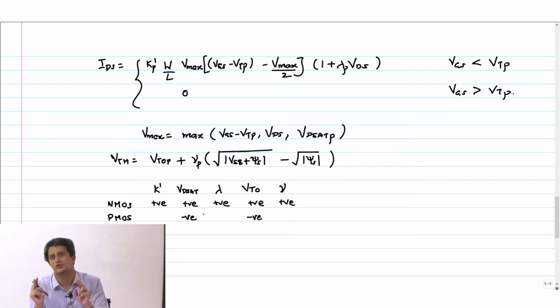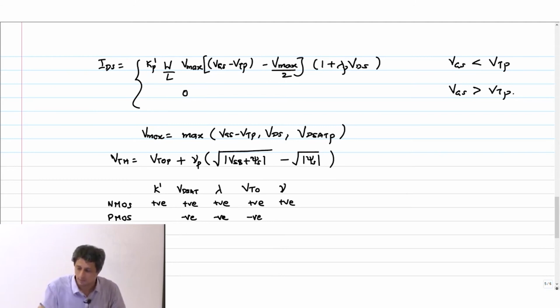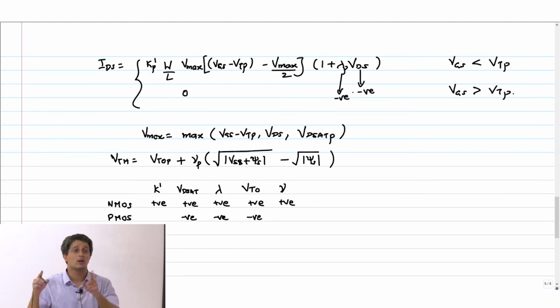Remember, this is just a convention. The drain source voltage has to be negative, only then you can have a current. And therefore, lambda also has to be a negative number. Why? Because this is a negative quantity. Only if this is also negative, this 1 plus lambda VDS will be a positive term that increases the magnitude of the current. Are you following me here? Right? What about K prime?